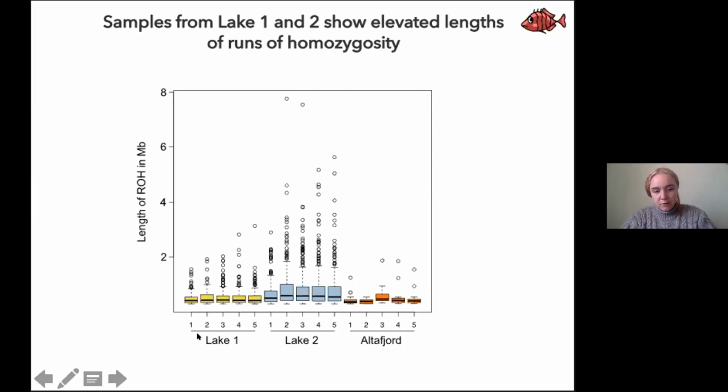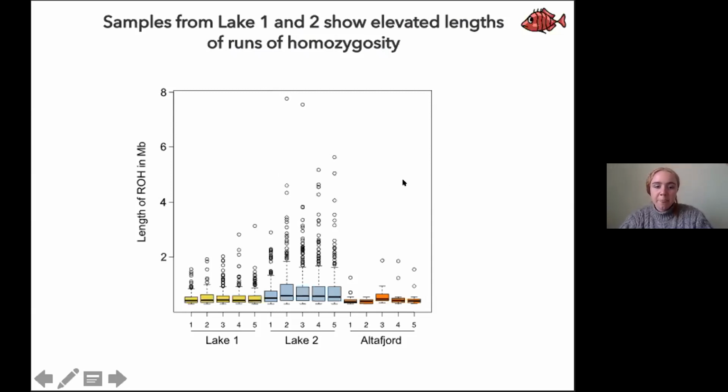So for 5 individuals from each location, you can see a box plot for the lengths of runs of homozygosity in their genome. A run of homozygosity is, in this case, defined as being at least 300 kb long, and we allowed for up to 4 heterozygous sites within a 300 kb window in order to account for genotyping errors. What you can see is that Lake 1 and Lake 2 have much longer outliers. Especially Lake 2 is showing outliers at 6 and 8 MB, which is a very long run of homozygosity.